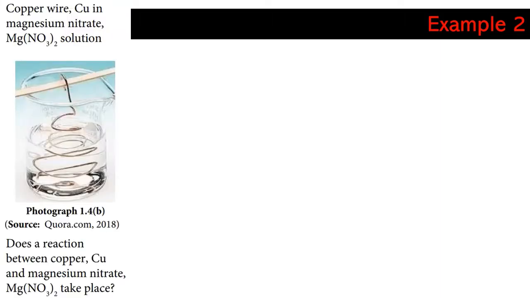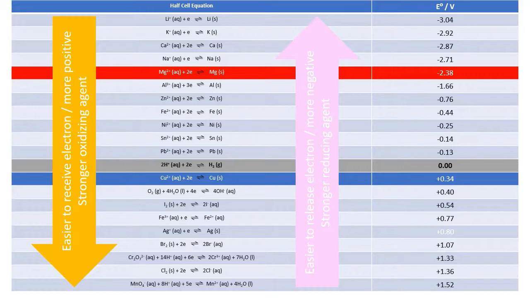Now look at example number 2. This experiment involved a copper wire in magnesium nitrate solution. Does a reaction between copper and magnesium nitrate take place? Remember, we have to refer to our standard electrode potential series first. Look at this series. The E0 value of magnesium is more negative than the E0 value of copper. If we see the values, it can obviously be seen that the E0 value of magnesium is negative 2.38, while the E0 value of copper is plus 0.34.